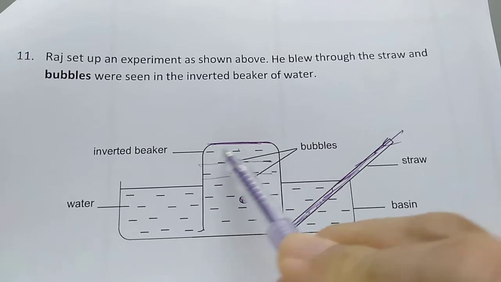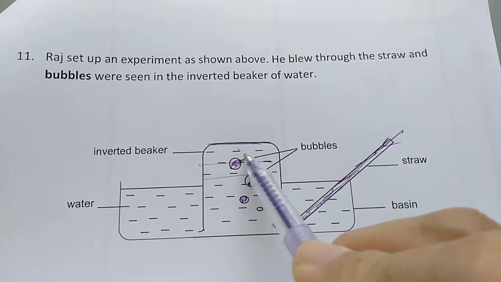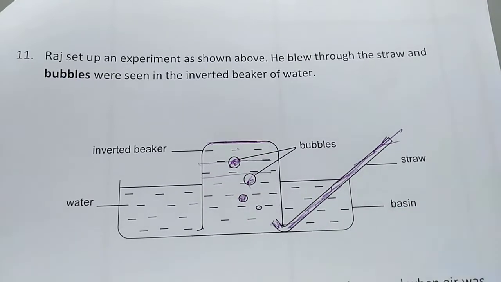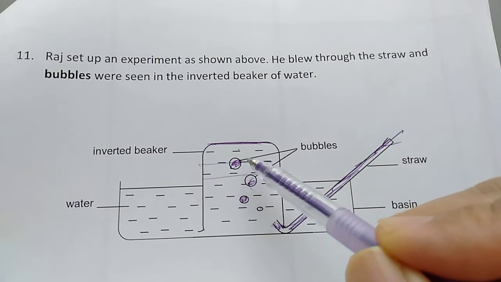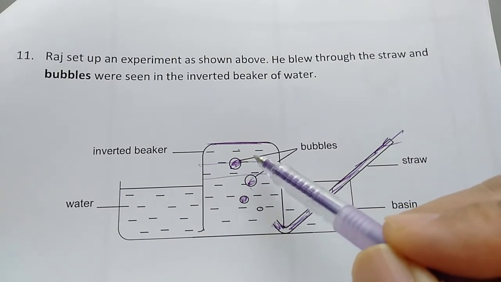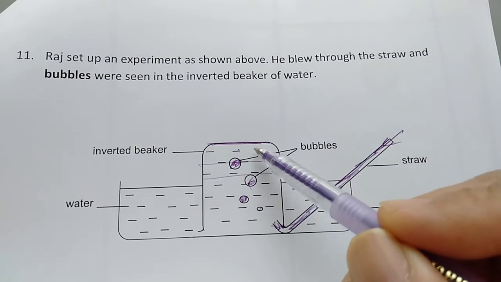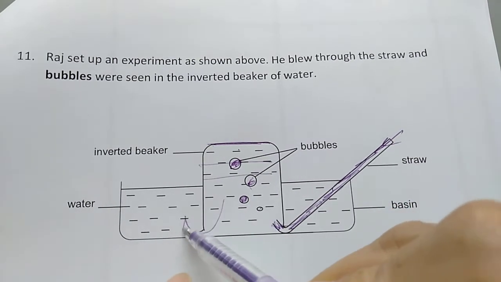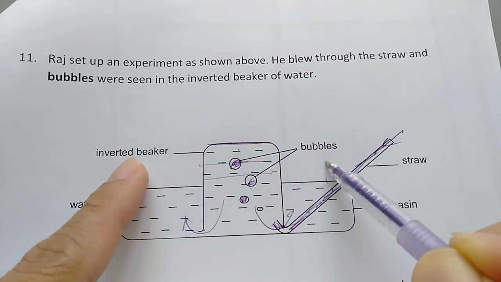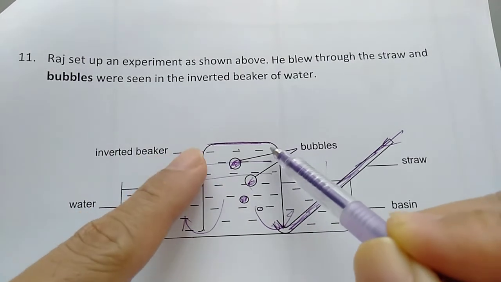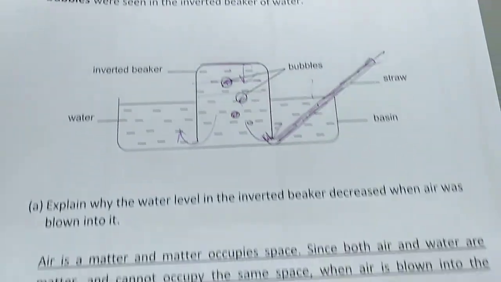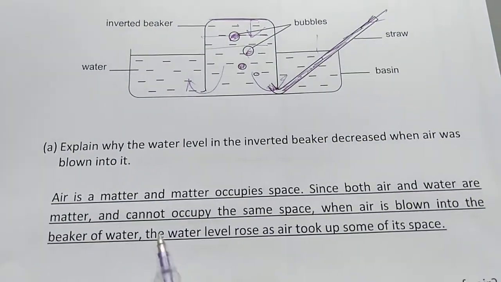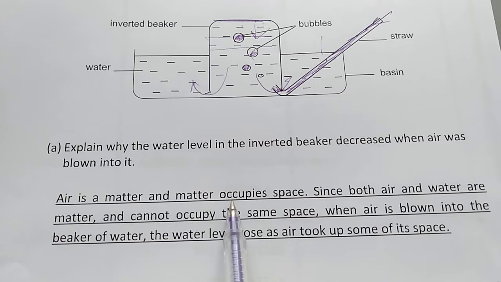It will occupy the space inside the beaker. But water is really there. So what will the air do? It will now take over the space that was occupied by the water previously. And where will the water go? It must go elsewhere, it must go out. Therefore, the water level outside will rise. Whereas this one, inside, the water level inside will decrease. So why will the water level in the beaker decrease? Because air is matter and matter occupies space.